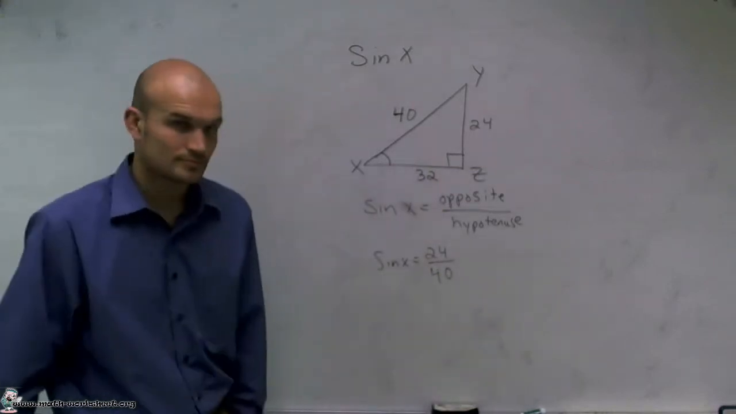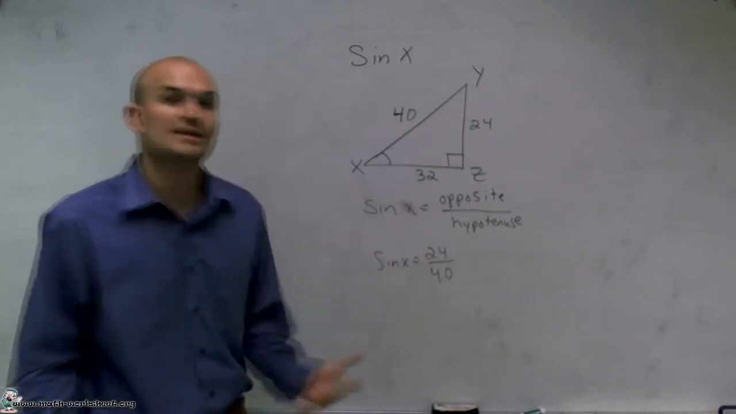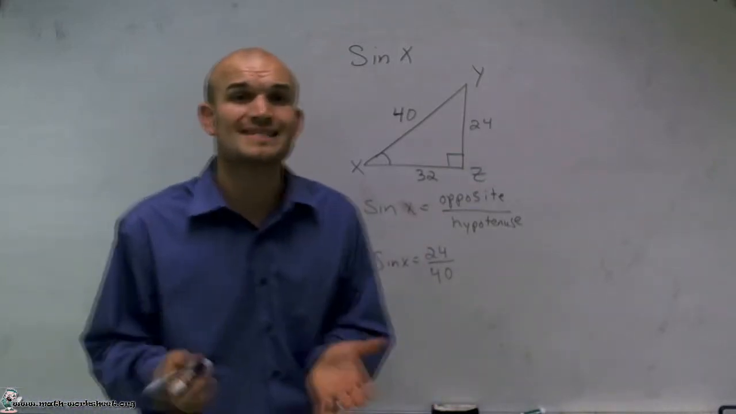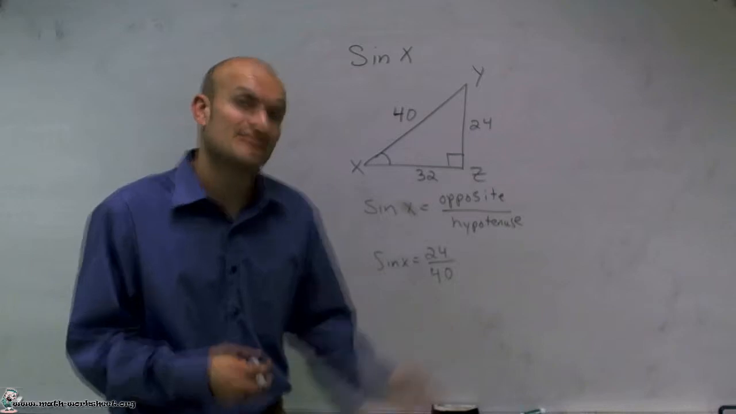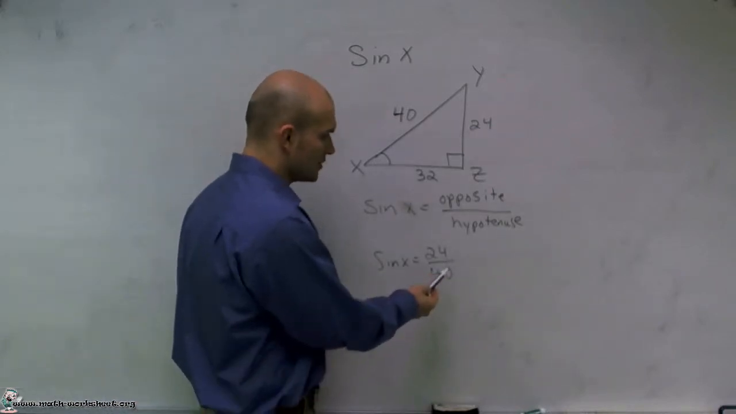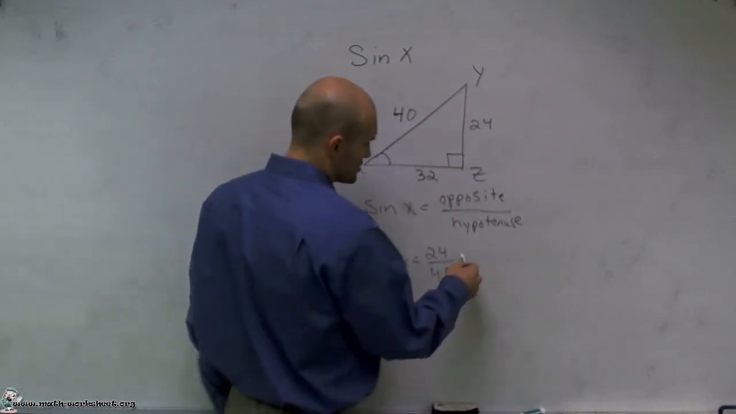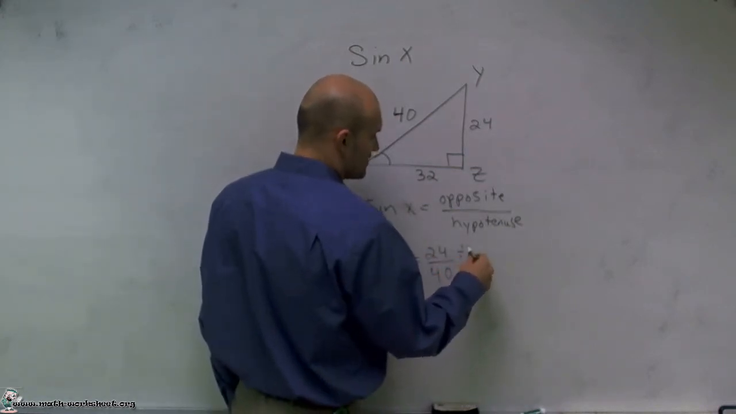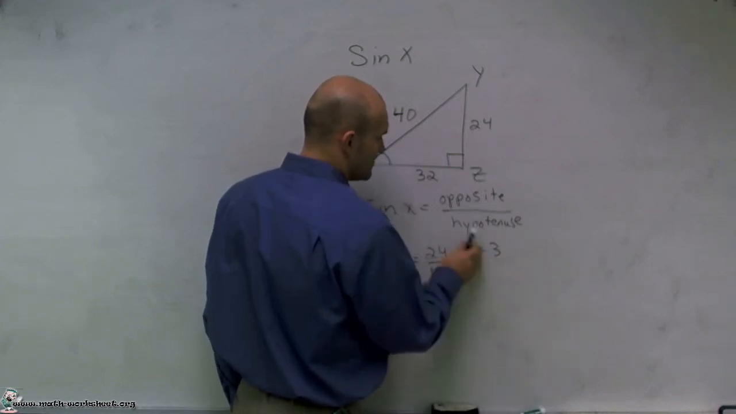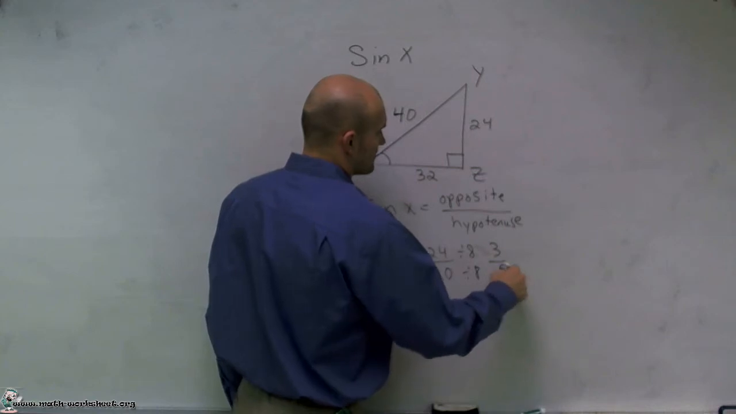over 40. And now I can reduce 24 over 40. I need to figure out what number divides evenly into 24 and divides evenly into 40, and I want to look at the largest number. The largest number that goes into 24 and 40 is 8. So let's actually write it out for you. Divide 24 by 8, I get 3. And divide 40 by 8, I get 5.